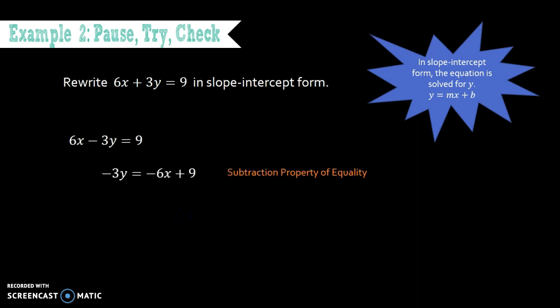Hopefully you subtracted 6x from both sides to isolate the term containing y, and then divided both sides by negative 3 to finish isolating the variable y. The equation y equals 2x minus 3 is our slope-intercept form.